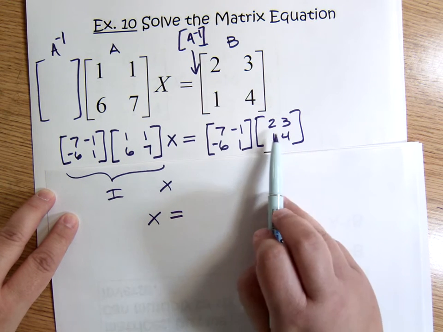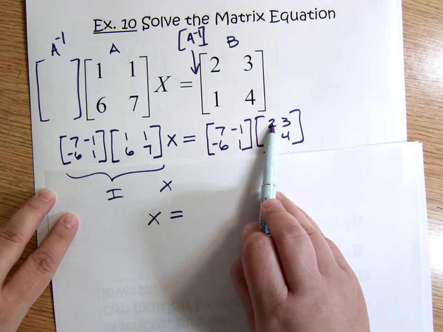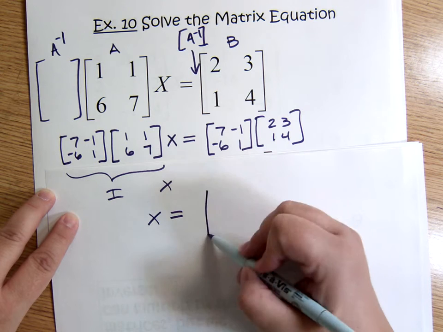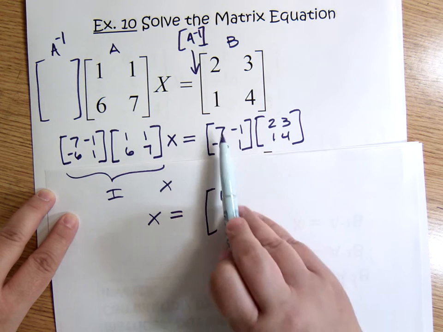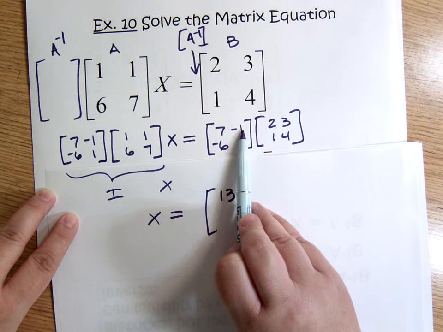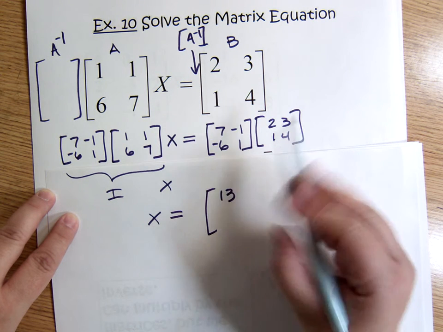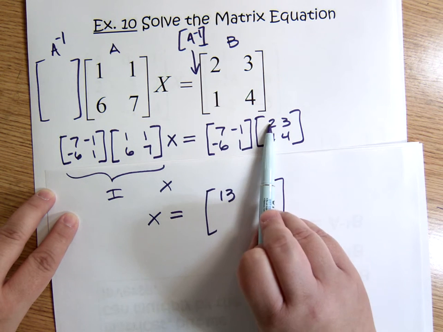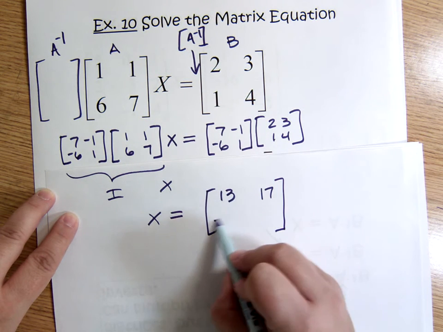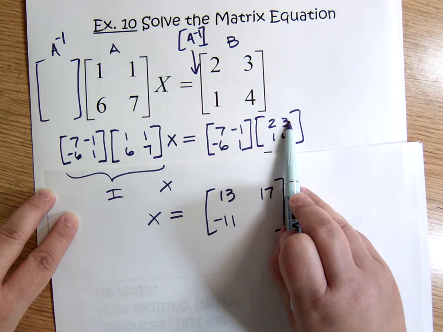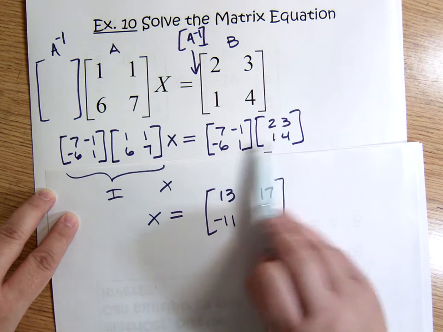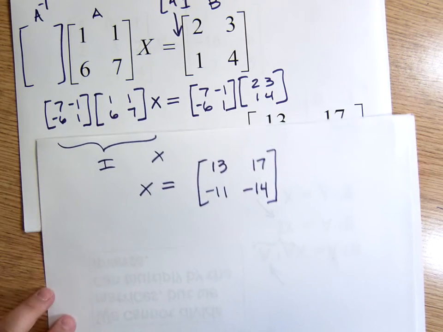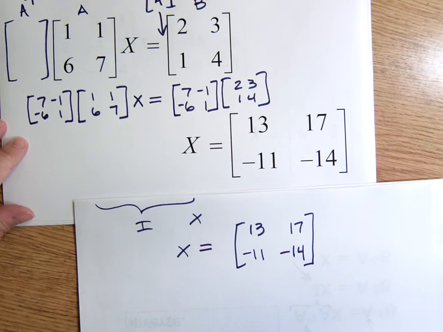This I actually need to multiply out, so I get 7 times 2, which is 14, plus negative 1 times positive 1, which is negative 1. So 14 minus 1 is 13. 7 times 3, which is 21. Negative 1 times 4 is negative 4, so 21 minus 4 is 17. Negative 6 times 2 is negative 12, plus 1 times 1 is negative 11. Negative 6 times 3 is negative 18, plus 1 times 4 is negative 14. Okay, so this should be my answer for X. And that is what we get.